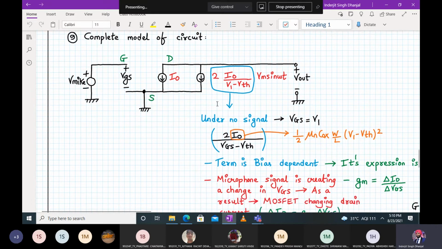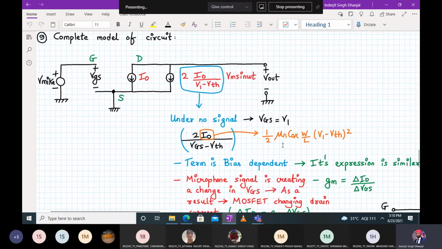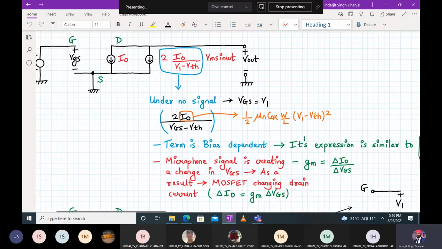So under no signal, my VGS value will be equal to V1, correct? So if my VGS value is equal to V1, what is my I0? I0 value is half mu n Cox W over L times (V1 minus VTH) the whole square.